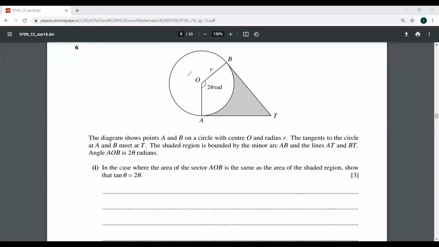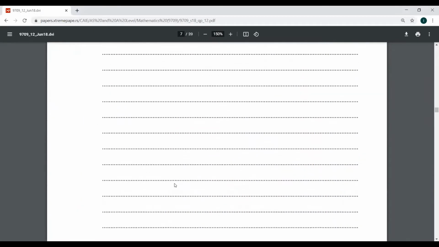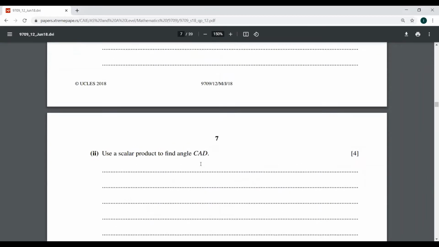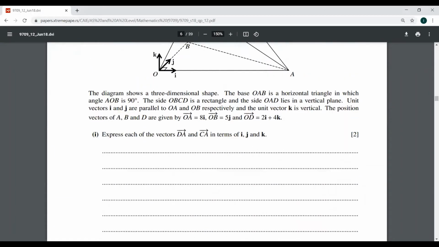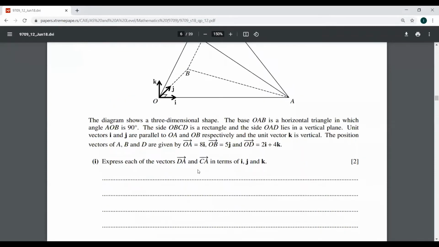Alright, guys, we're going to resume this June 18's paper 12, which is in fact paper 1. And let me show you, I have skipped one question from here, guys. This question was basically on vectors. Now the vectors are no more in your P1. So when I'll be doing the P3 paper, then inshallah we'll be doing this question.